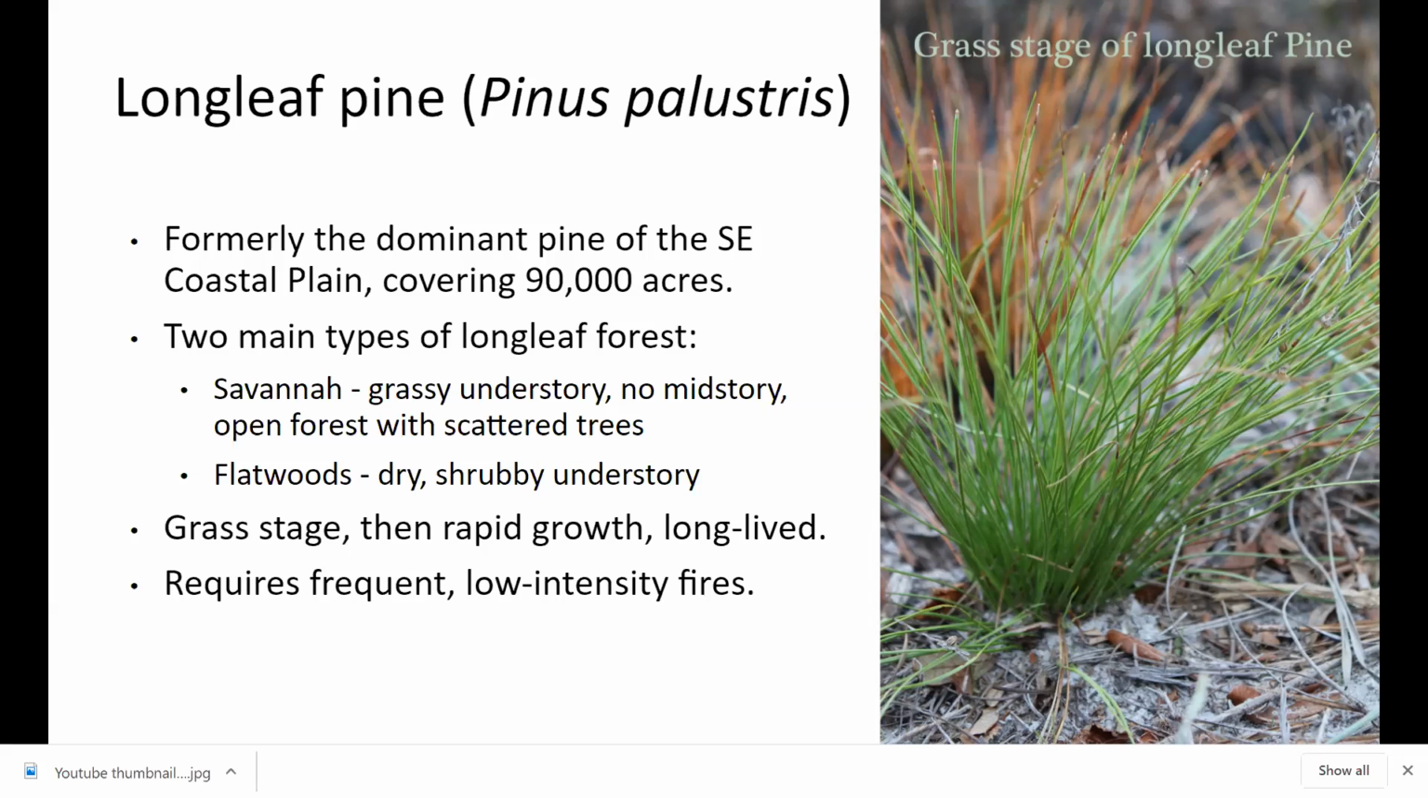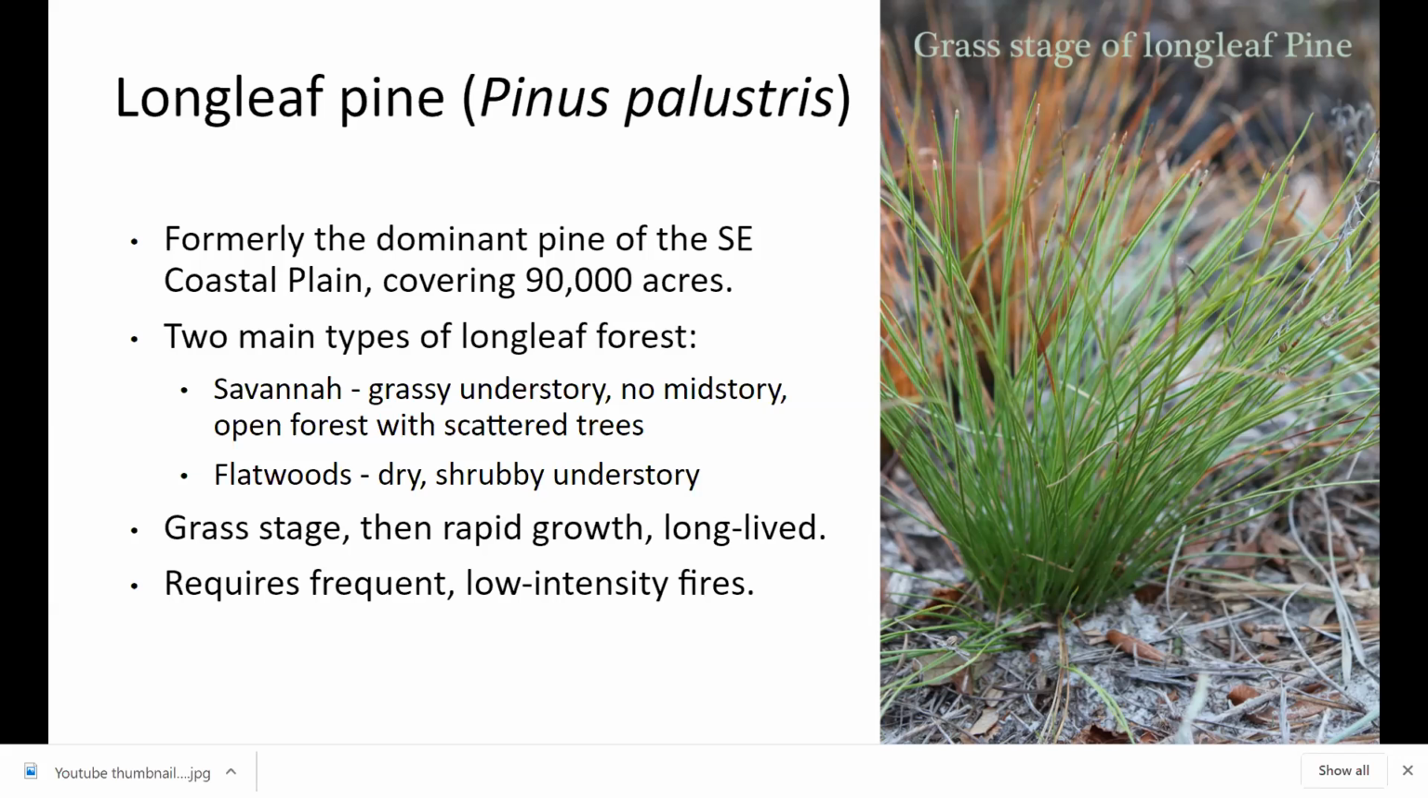And one of the things that makes longleaf pine unique is this grass stage that you can see here on the right. It will sit in that grass stage for several years until conditions are right. Then it pops out of that grass stage and grows very rapidly. Once it reaches maturity, it's a very long-lived species, on the order of several hundred years old. So much longer lived than either loblolly pine or slash pine.